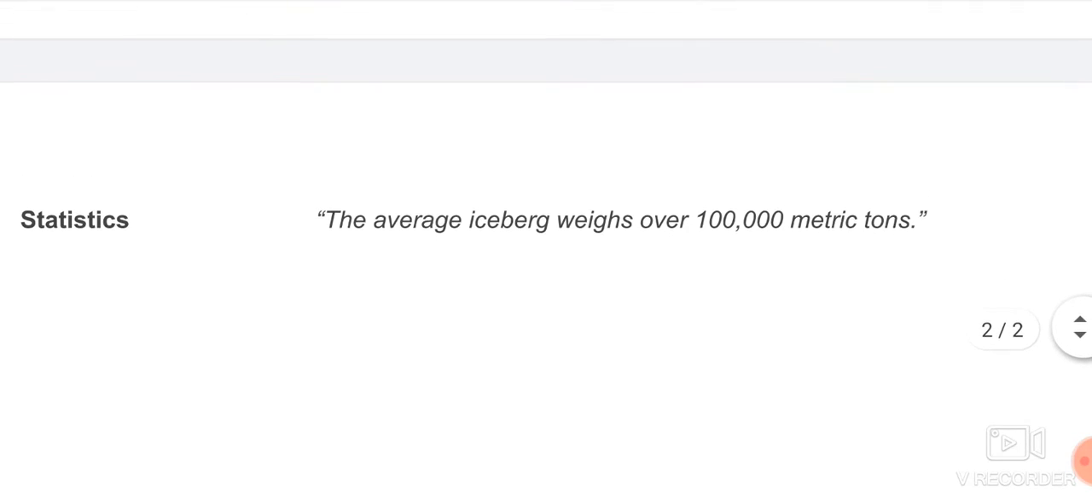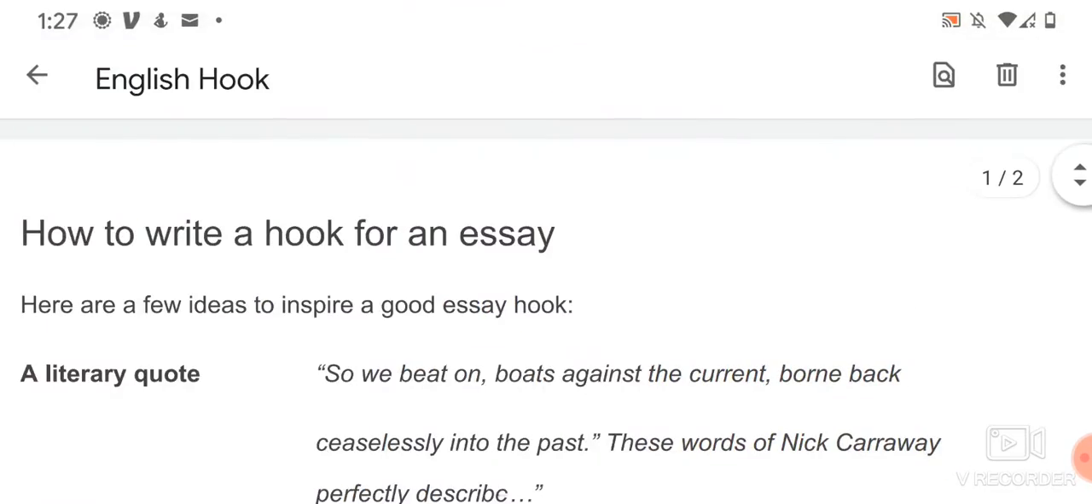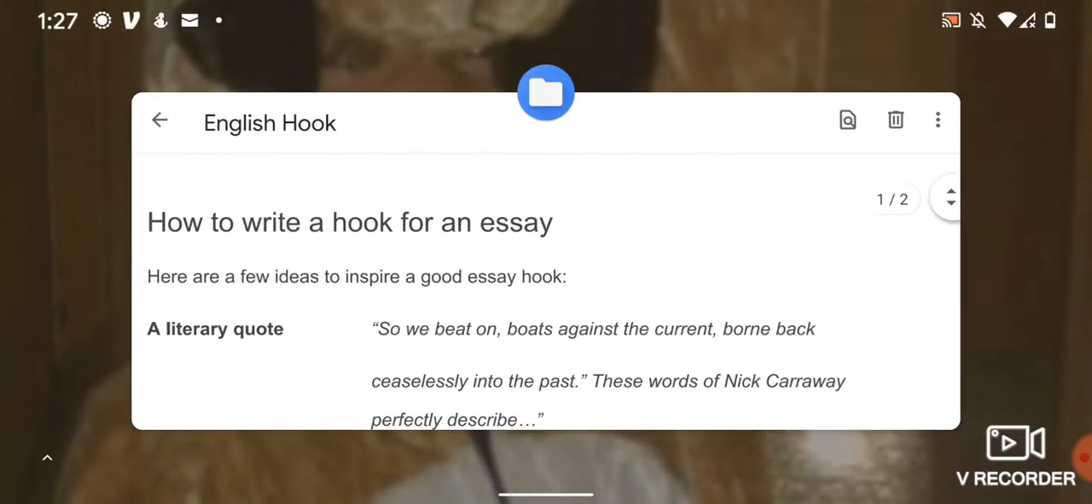And the final thing is a statistic. So there are statistics in the passages that you read for the museum article. Maybe you could use one of those. Okay, so that is a hook. That is how to write a hook sentence for an essay.